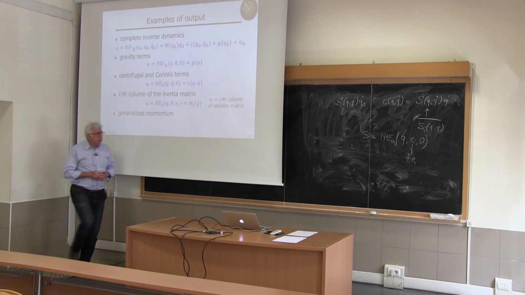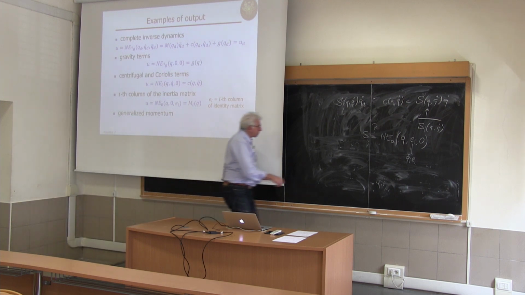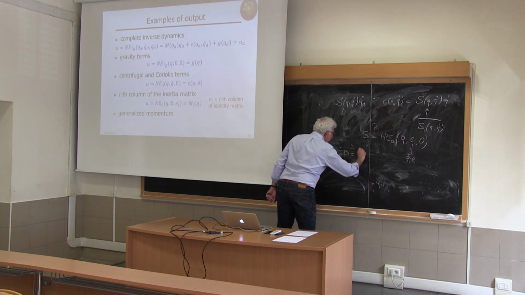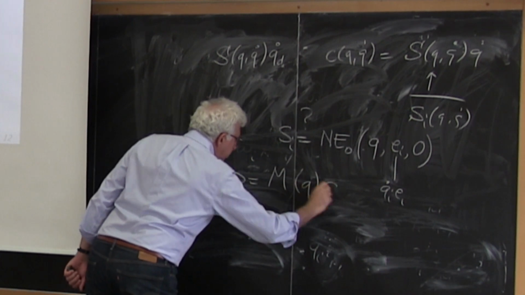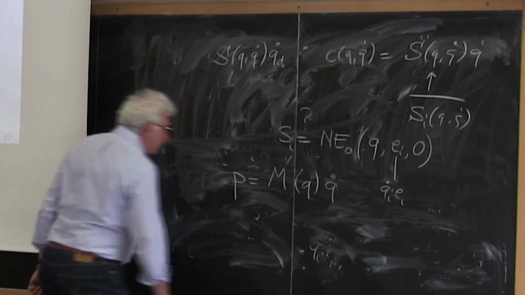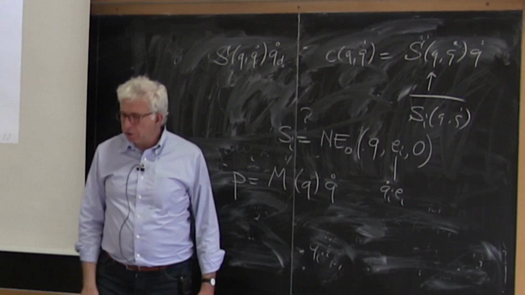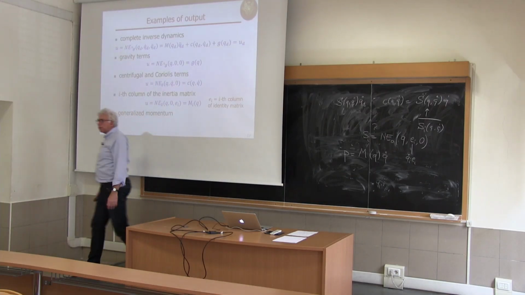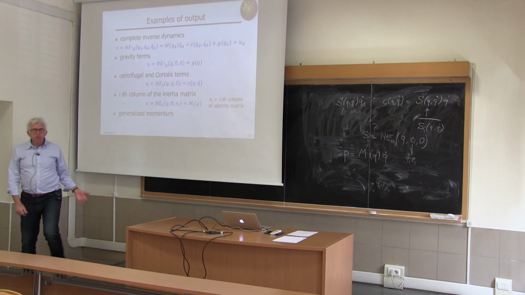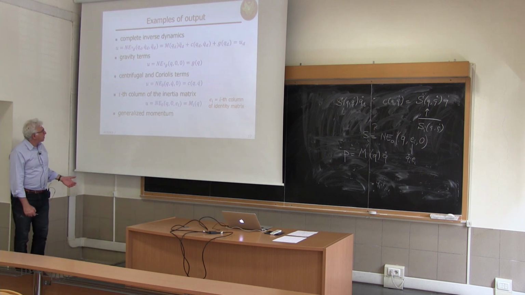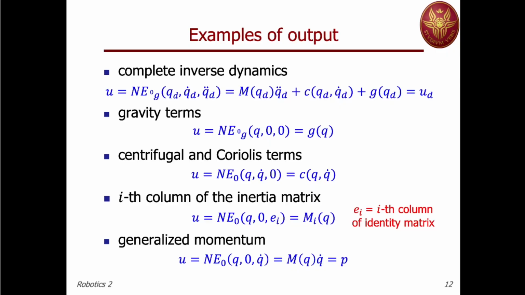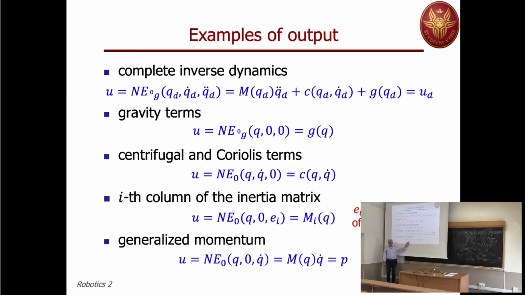I remind you, we would like to generate as output of this system a vector p, which is just M(q) times q dot. This is the generalized momentum of the robot, the product of the inertia matrix times the velocity. And this vector can be generated in a very nice way by calling this algorithm in this way, putting 0 as a subscript, so eliminating the gravity.